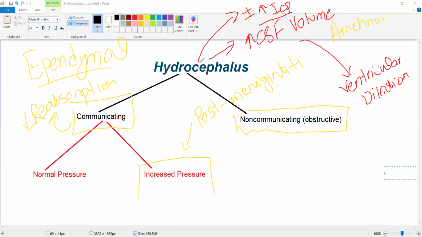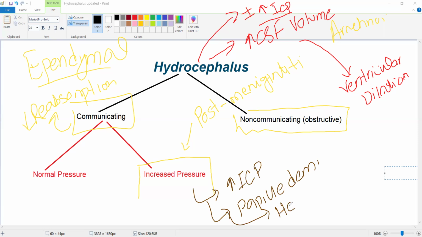Again, moving toward increased pressure communicating hydrocephalus, it will be due to meningitis, and it will lead to increased intracranial pressure, papilledema, and brain herniation.